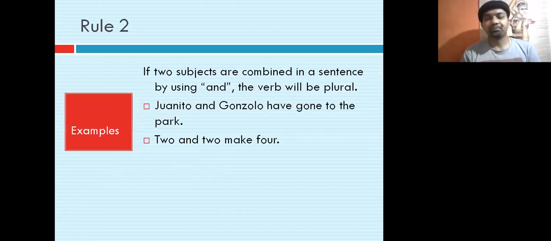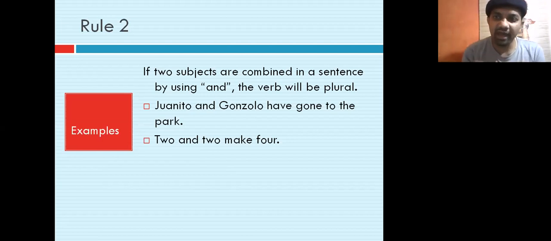So rule number 2. When we combine two subjects by using and, the verb will be plural. Juanito and Gonzalo have gone to the park. Look at this example. Juanito and Gonzalo have gone to the park.